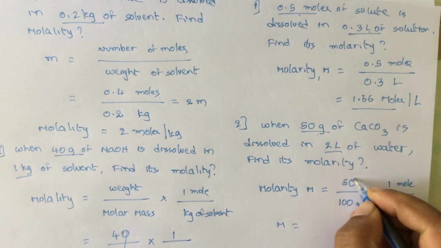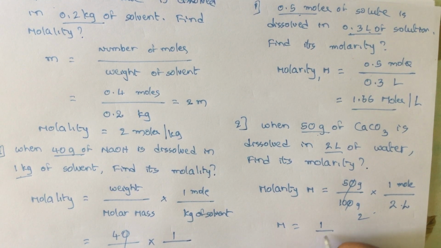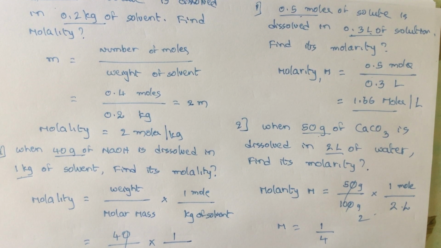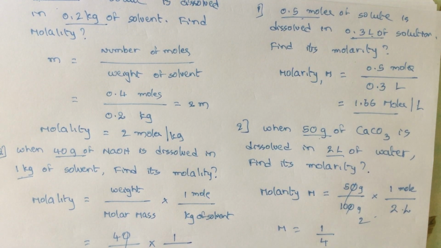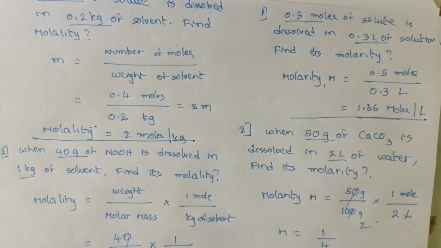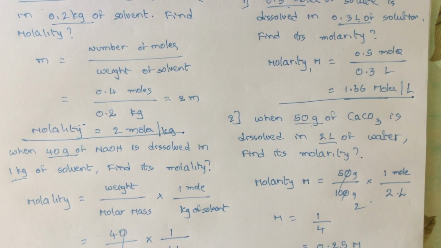That is equal to 0.25 mole. So molarity is equal to 0.25 moles per liter. Okay, these are the answers that we got. In this way, by using both the formulas, we can do problems on molality and molarity calculation.